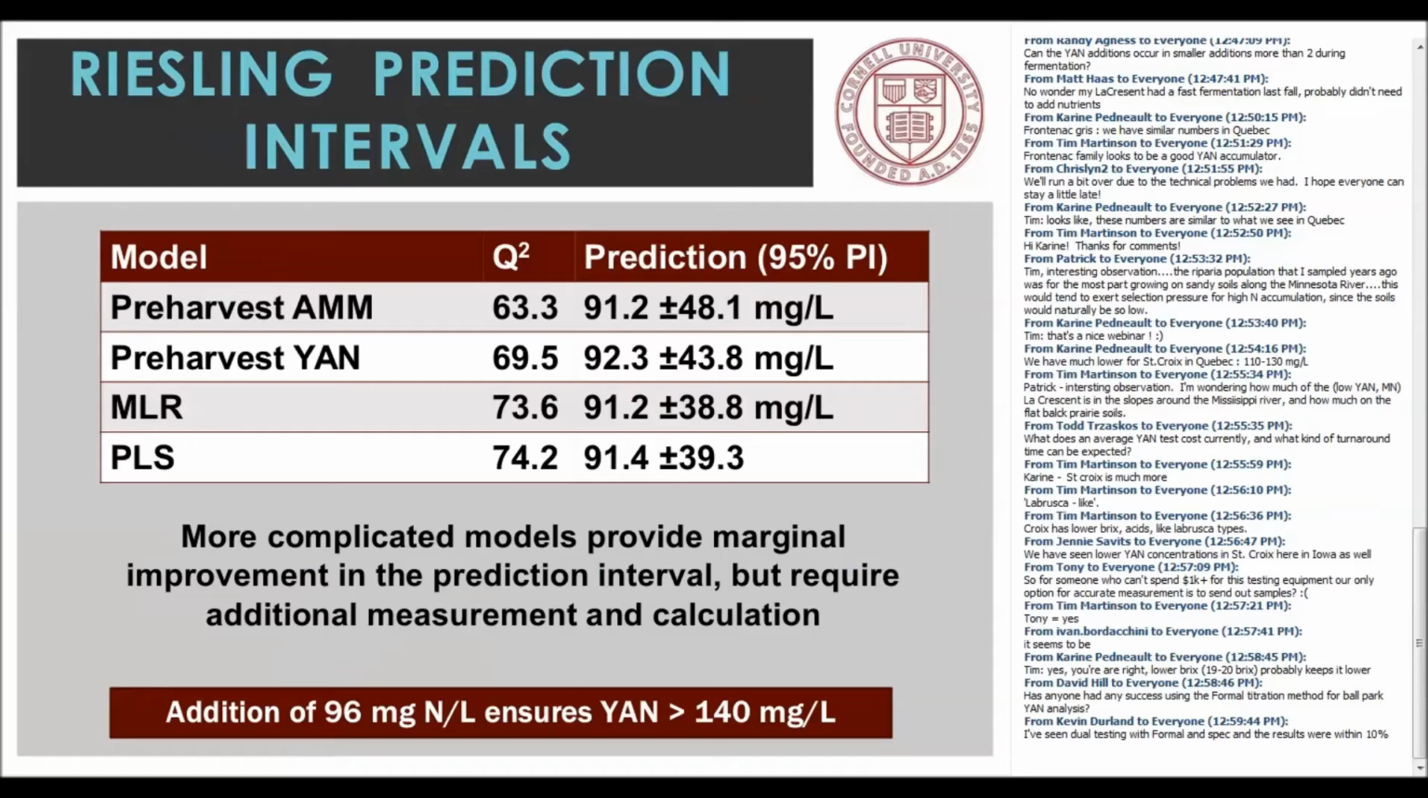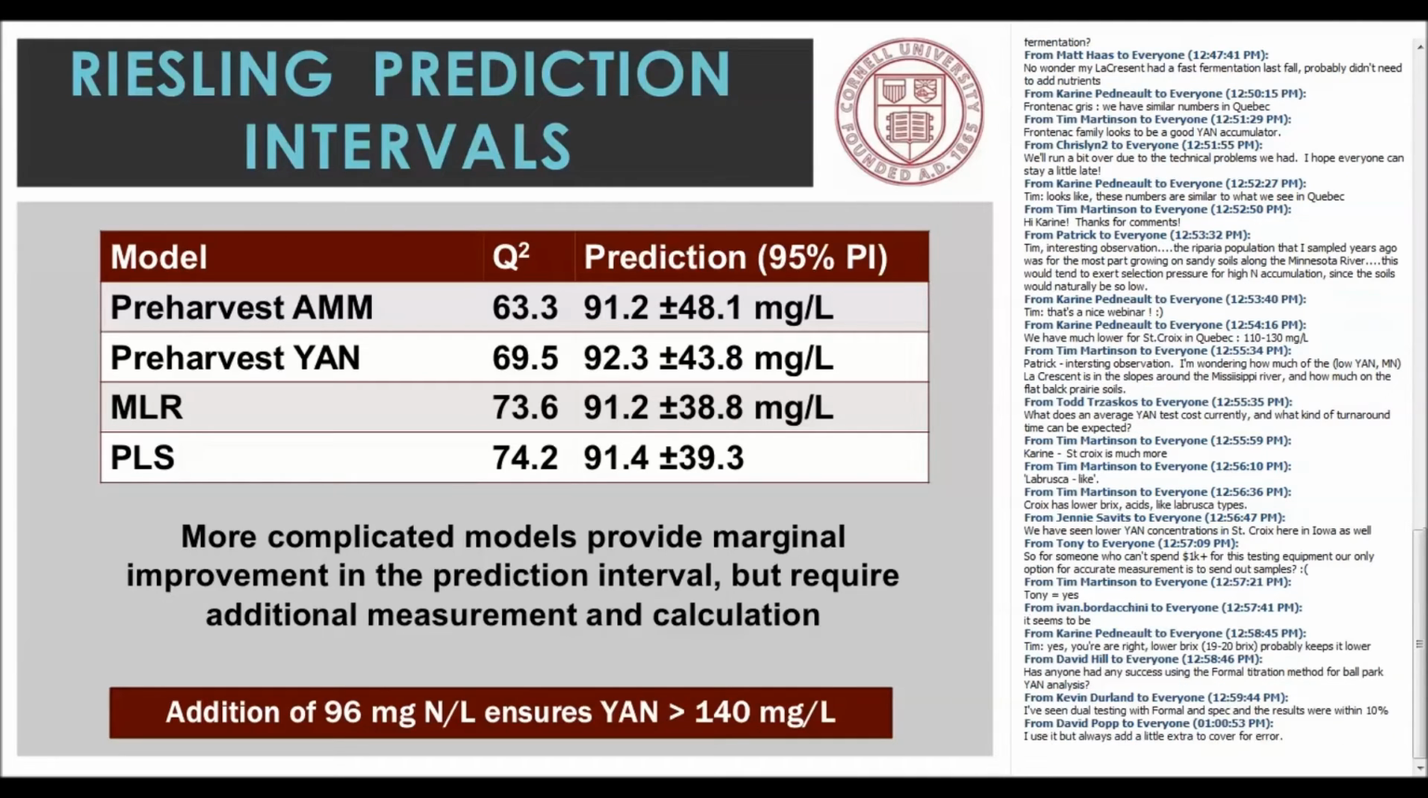So just to give you an idea of what can be done if you take lots and lots of samples, we actually developed several models. The one that worked the best for us was the second one here. The MLR and the PLS were really huge, used lots of variables and weren't very useful, but that pre-harvest YAN model at 69.5 prediction is pretty good, and that's what we're recommending for our Riesling growers in New York.